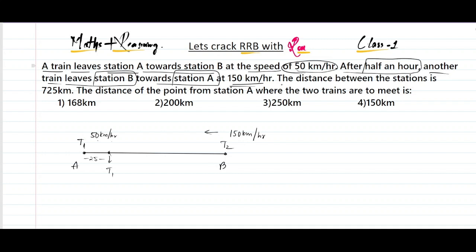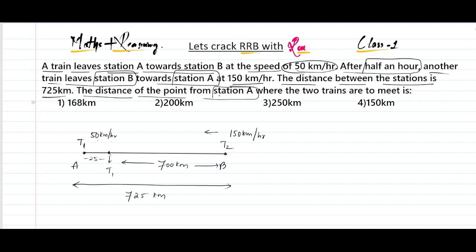Okay, and see the next point. The distance between the stations is 725 kilometers, means from A to B, the distance here is 725 kilometers. What is the new distance after traveling 25? This distance is 700 kilometers now between T1 and T2, train 1 and train 2. What is the question they asked here is the distance of the point from station A when the two trains are to meet. Let's say for example, at this point both T1 and T2 met. They asked what is the distance from A to the point they met. This is the distance we need to find.